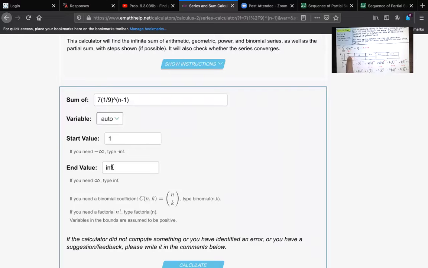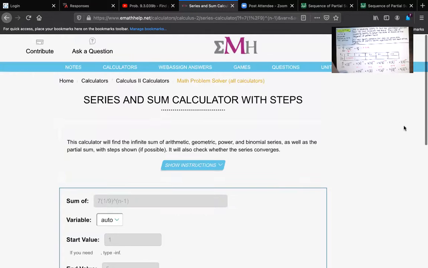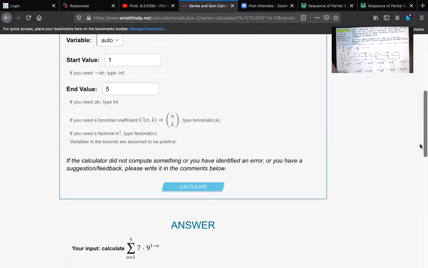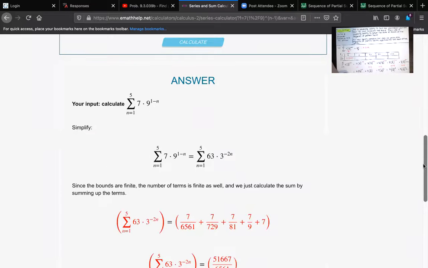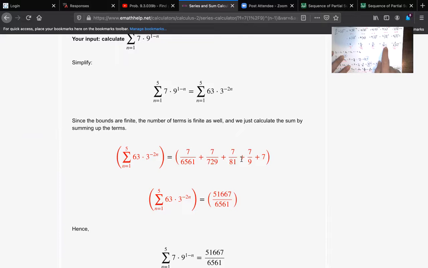So the first one was for n equals 1 through 5. They say add up the first 5 terms. So I changed the n value to 5, click calculate. And see, they've expanded it for us. They've written it in the reverse order, but that's exactly what we have on this paper here. We have 7 and 7/9 and 7/81 and 7/729 and 7/6,561. And it's all written out, and then they're adding those together.